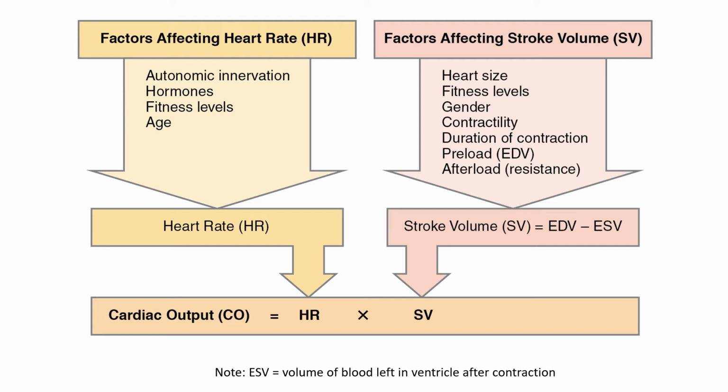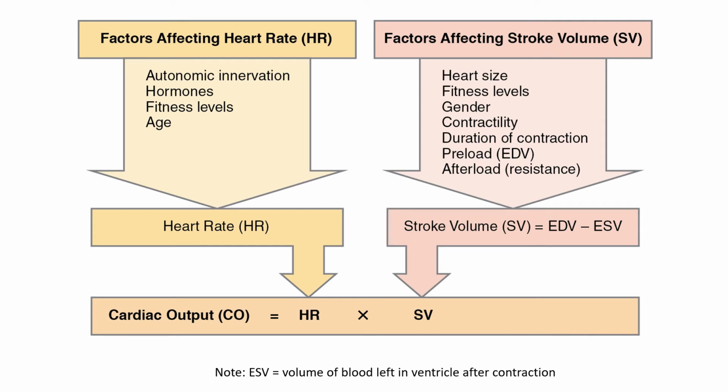Contractility refers to the force and speed at which muscle contracts. And we'll come back to that in more detail in a moment. But if you have ventricles that contract very forcefully, in all likelihood, you're not going to leave as much blood behind. And that means you'll have a higher stroke volume. Same thing with duration of contraction. If the ventricles contract a little bit longer, then you may be able to push more blood out of the ventricle. Preload refers to the amount of blood that's in the ventricle as the contraction begins.